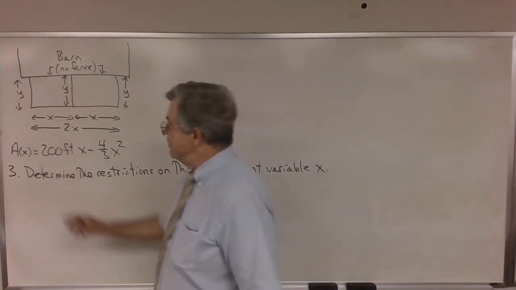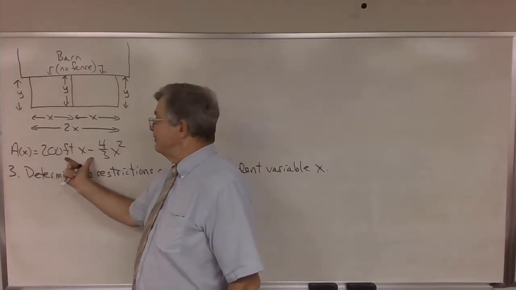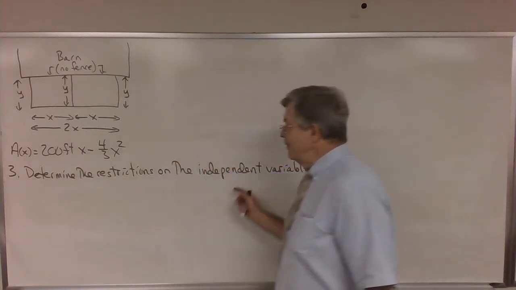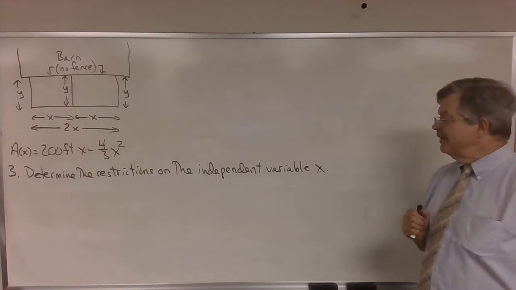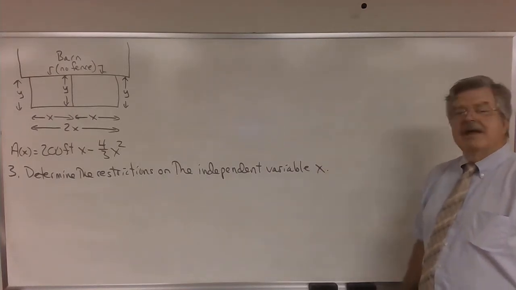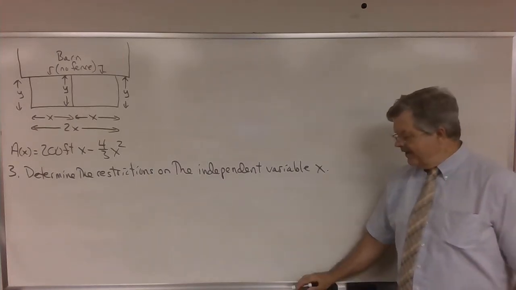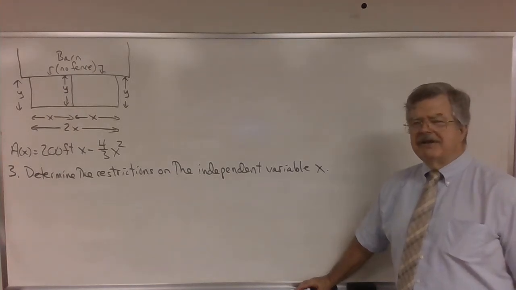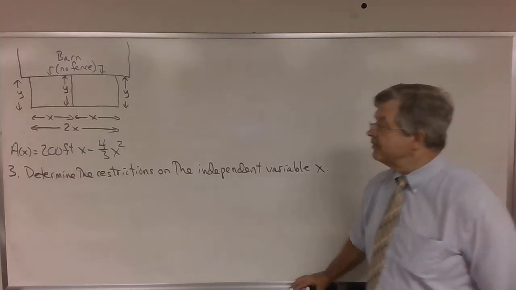We have the thing that we're trying to maximize, the area, expressed as a function of one variable, x. And we go to step 3. Determine the restrictions on the independent variable, and usually that's x. Now, what this means in this step is that we're trying to figure out if there's any limitation as to how large x can be or how small x can be.